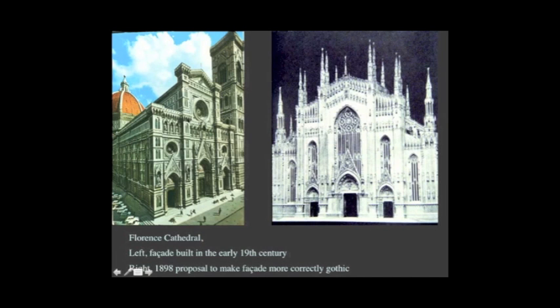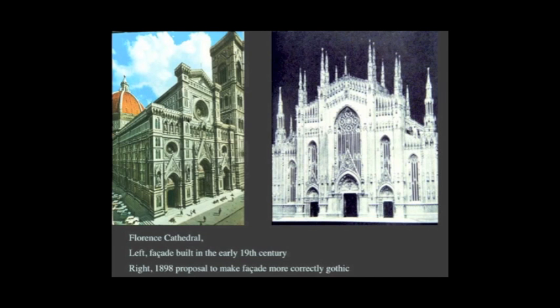And already by the late 19th century, people wanted to revise the facade of the Florence Cathedral to make it pointier and more Gothic. So this is a proposal for how to fix up the early 19th century facade of the Florence Cathedral with a late 19th century facade, which never got built. And I think it's good that it never got built, because the early 19th century facade of the Florence Cathedral at least looks Italian.